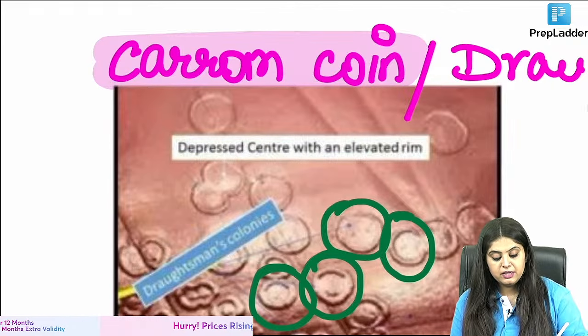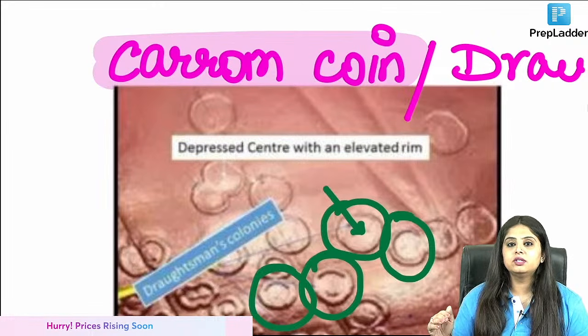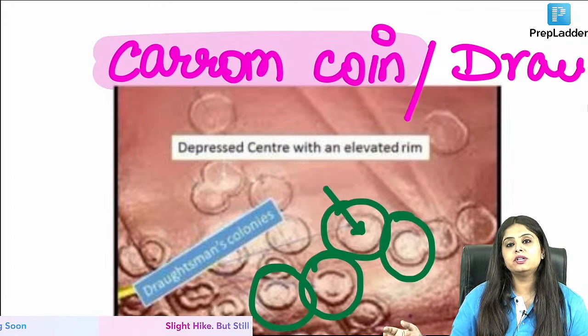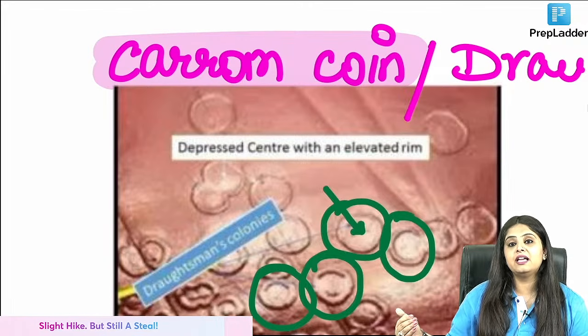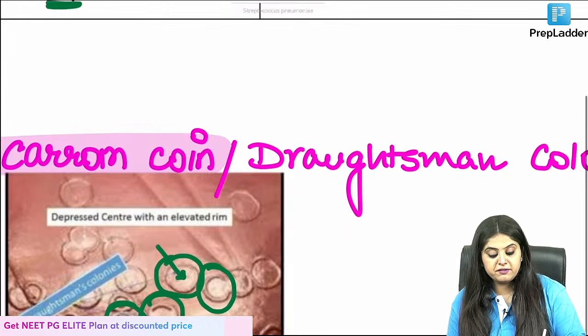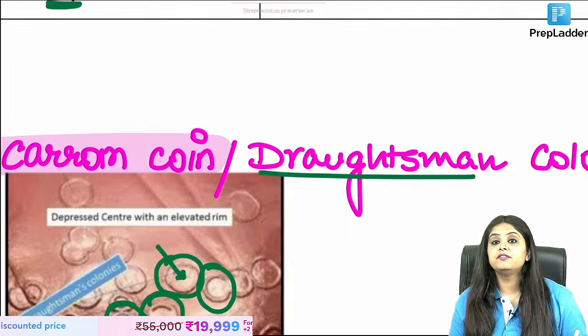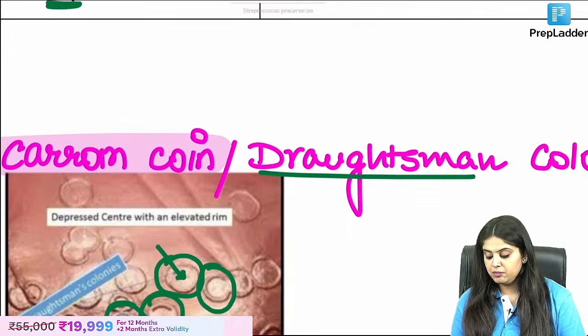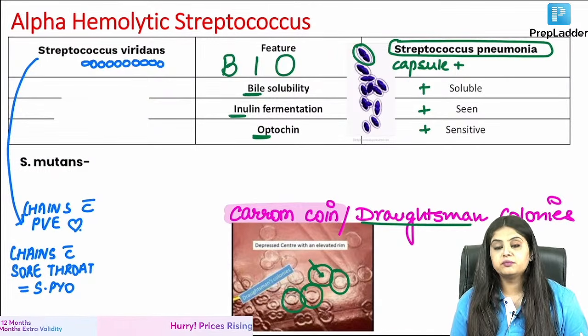Yes, ma'am, matlab center में. Is that बच्चा doing a good thing by doing superficial buttering? HOD को तो 3 साल खुश रखोगे, but later in life you will end up not getting any skills. You are doing a bad thing for yourself. So draughtsmen, you are putting yourself in a drought and in a bad situation. Carom coin colonies को बोलते हैं draughtsmen colonies.